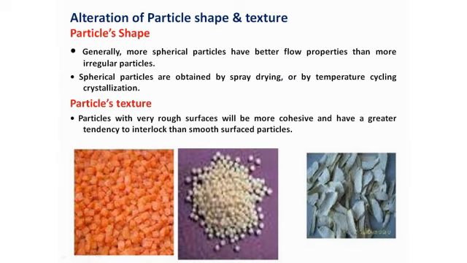We have already discussed that particles with rough surfaces become more cohesive and have a greater tendency to interlock than particles with a smooth surface. I repeat, particles with a rough surface will be more cohesive because the surface is rough. These particles can interlock among the edges of other particles, and they ultimately lead to a greater cohesive force. But if the particle surface is smooth, then the cohesive force is less.